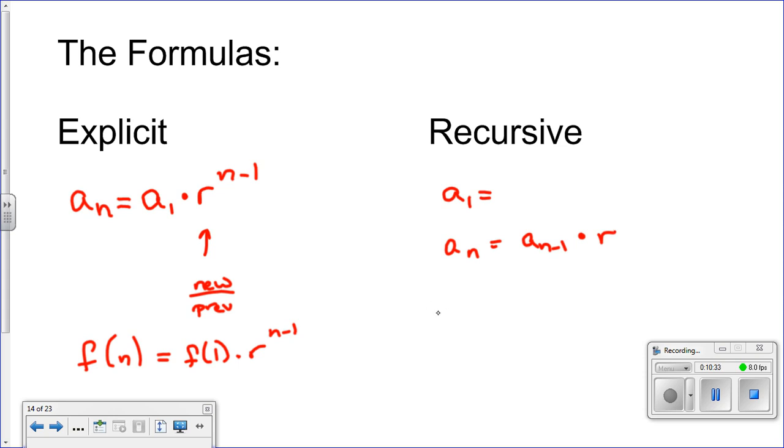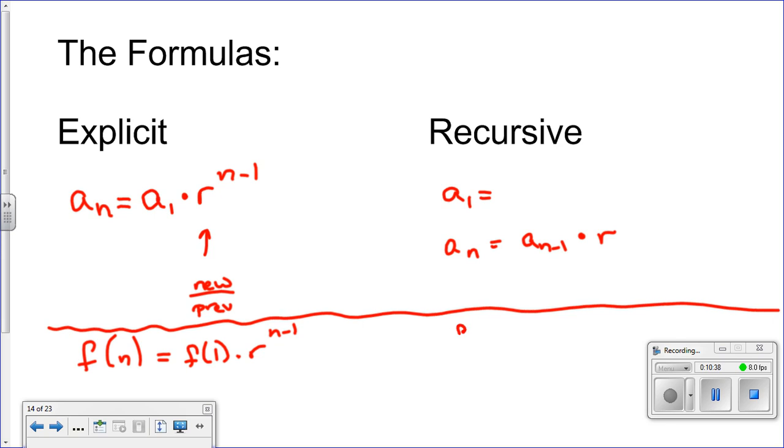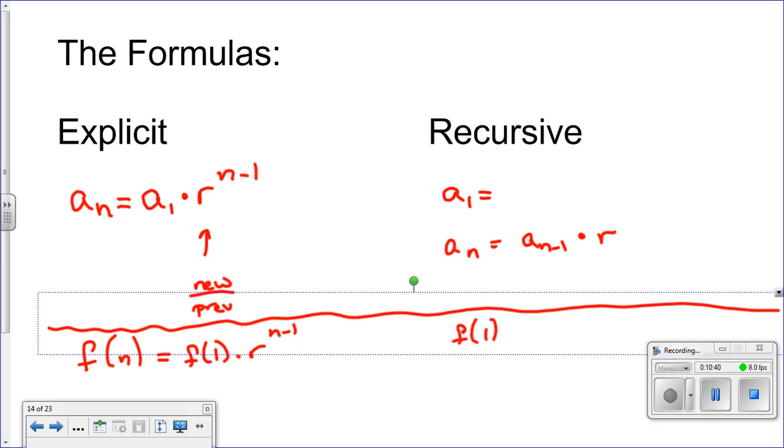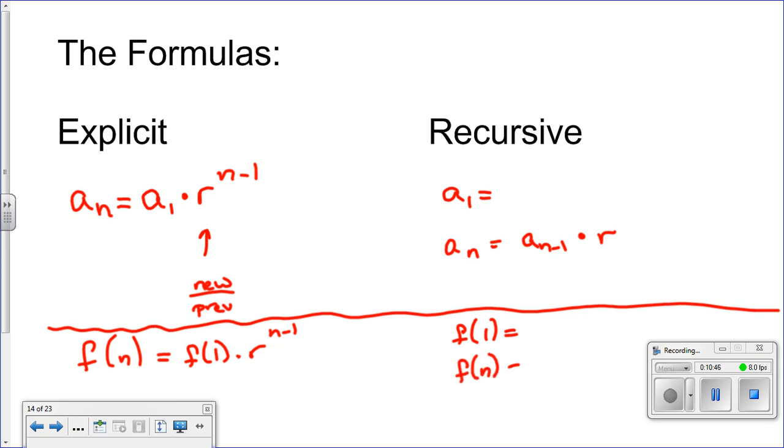Again, you could see it, instead of using a sub n, as f of 1 is equal to whatever, and then you would have f of n is equal to f of n minus 1, that represents the term right before, times your rate. All right, let's do a little bit of practice here.